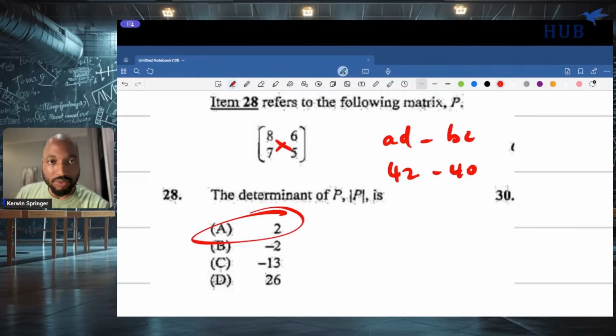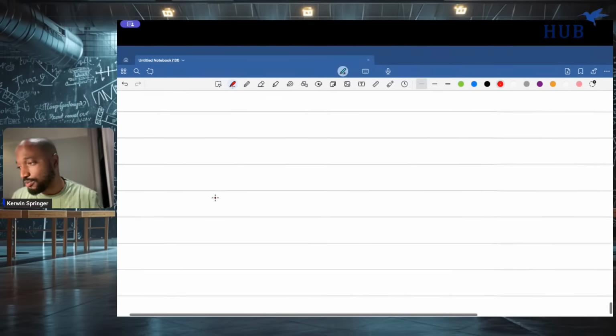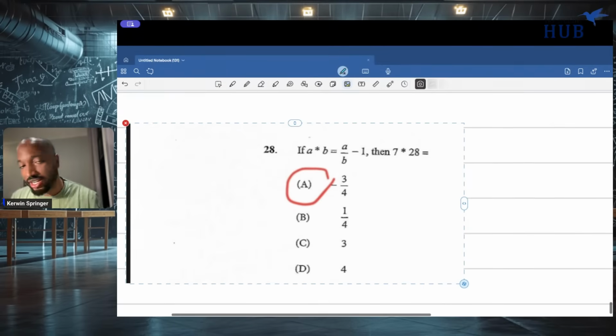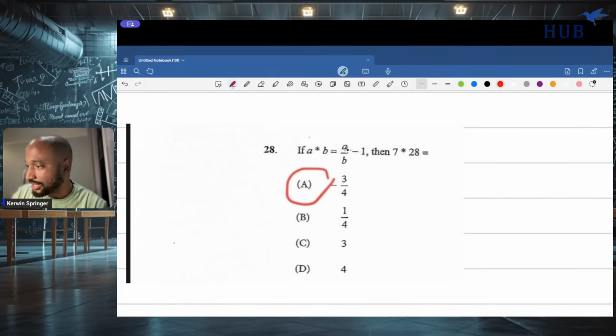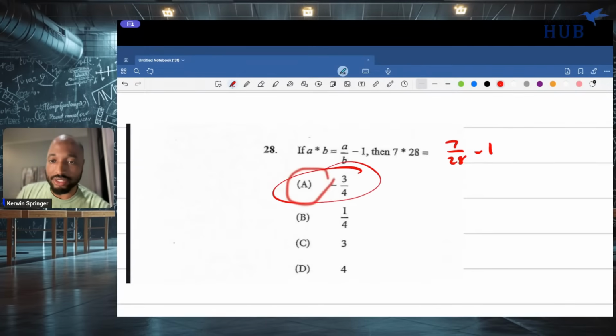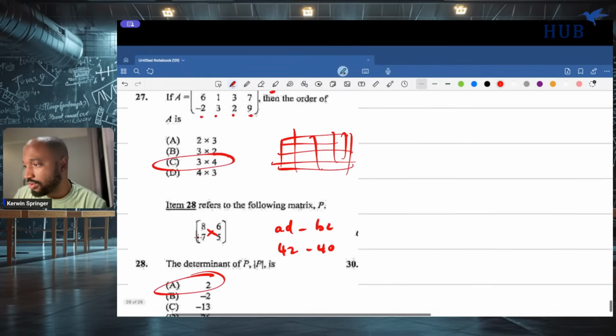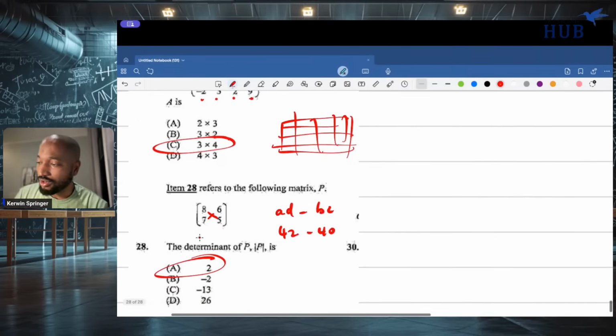Looking for some more questions now. Let me see if this person had the right answer. Last time they had one right, one wrong. Let me see if they get this one correct. I think they get this one correct. A star B. And this time they have the A and B in the right spot. A star B is equal to AB minus 1. So 7 over 28 minus 1. Negative 3/4. You're correct this time, my brother. It was negative 2. I was wrong. I did AD, I did BC. Yes, it's 40 minus 42. So it's negative 2.